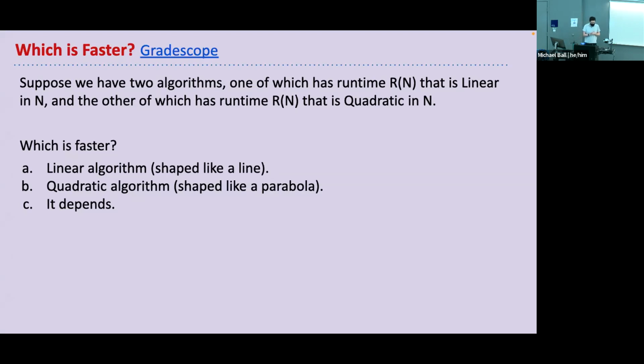But here's a good question. Comparing just any two algorithms in the abstract, this should now be question 4 on Gradescope. Comparing any two algorithms in the abstract, which is faster? Is a linear algorithm faster, one that's shaped like a line, or is a quadratic algorithm faster, one that's shaped like a parabola?